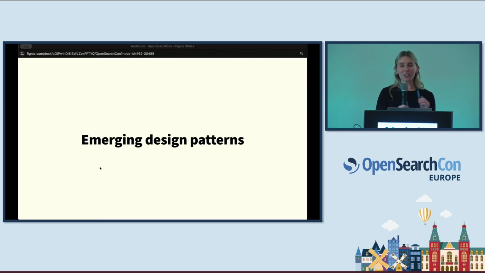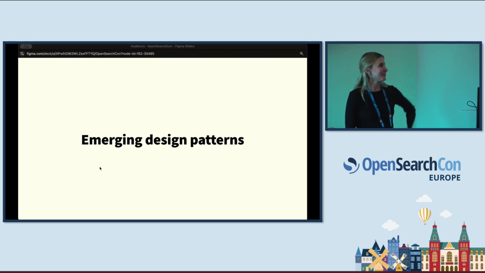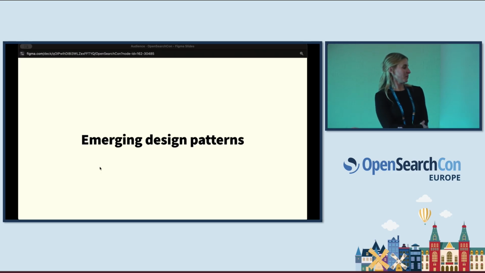Okay, and Xenia is going to talk about some of the emerging design patterns that came out of this work. Thank you, Laura. I'm Xenia. I'm also a UX designer at OpenSearch.